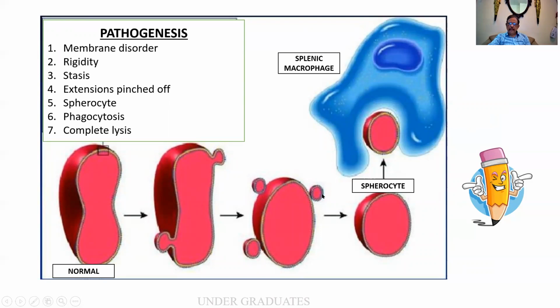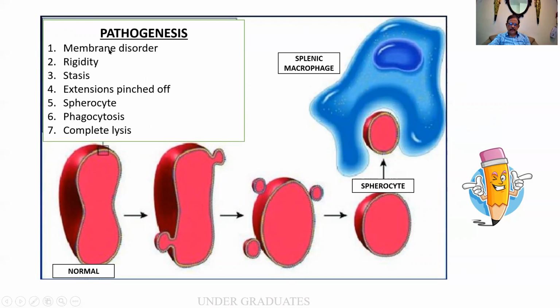sinusoid by the histiocytic cell. So it becomes smaller and smaller, more spherical and rigid. Ultimately, it gets enwrapped and the splenic macrophages devour or destroy it. So in pathogenesis, I would like you to kindly remember these steps.